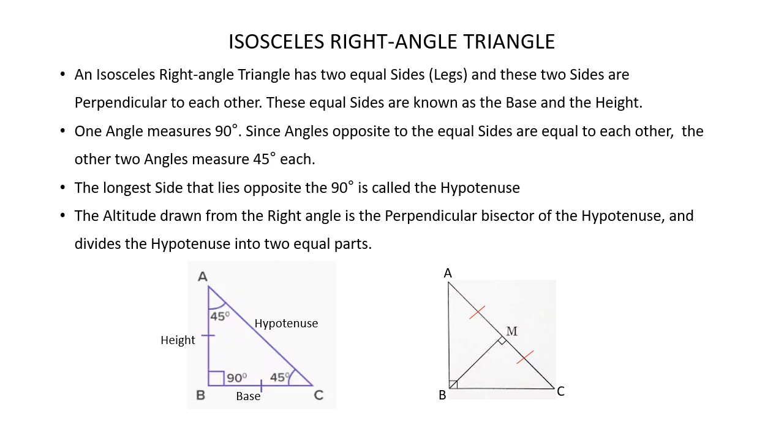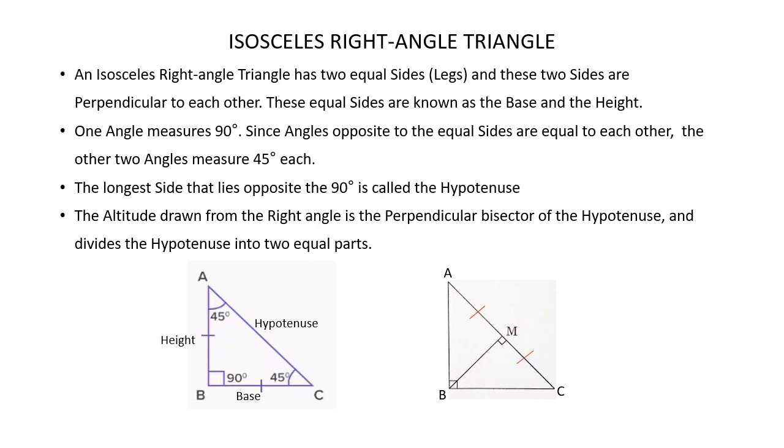Now we know that the sum of the three angles of a triangle is equal to 180 degrees. So if this angle is 90 degrees, then the sum of these two angles would be 90 degrees. Now we know that the angles opposite to the equal sides are equal to each other. Now these two sides are equal. Now the angle opposite to this side is this one, and the angle opposite to this side is this angle. So these two angles are equal to each other. Since this angle is 90 degrees, it clearly means that each of these angles is 45 degrees.